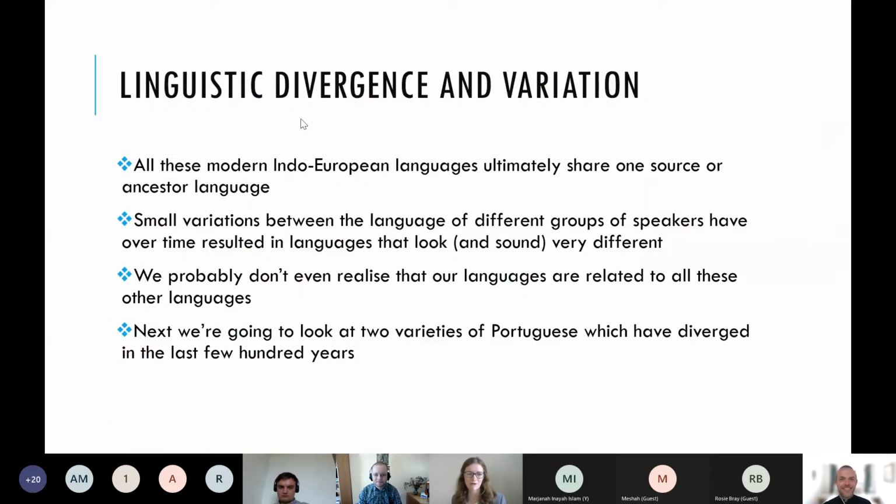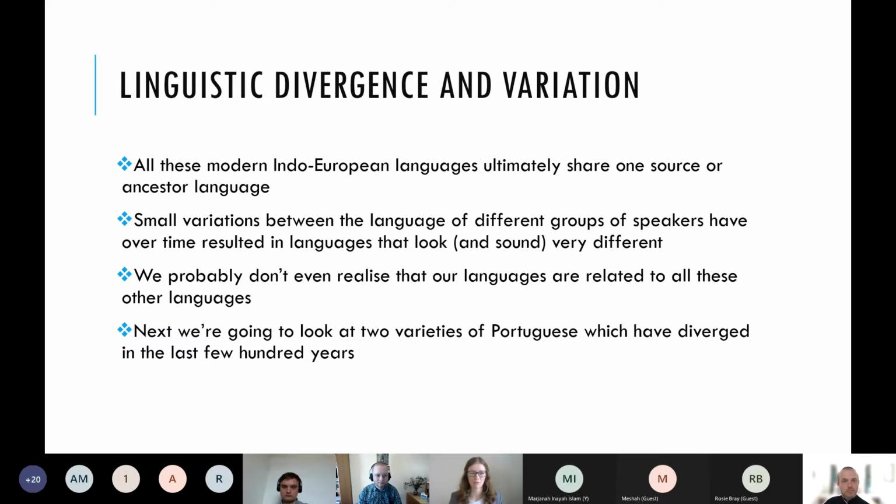So these modern Indo-European languages ultimately all share one source or ancestor language, which we refer to as Proto-Indo-European, which probably originated somewhere in the west of Russia, but we're not quite sure. That language then got spread out as the speakers of the language went about taking over different places or just traveling from place to place.